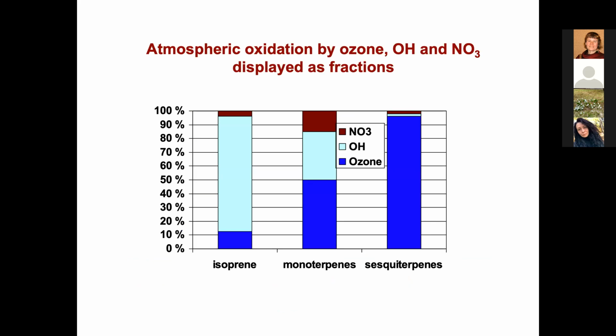But this is a nice picture, actually. Boris put this up, where you can say that the isoprene is reacting mostly with OH. So most of the isoprene lost in the atmosphere is by OH, whereas the monoterpenes react with OH, ozone, and also a little bit with NO3. So it's more equalized, and sesquiterpenes are reacting mainly with ozone.